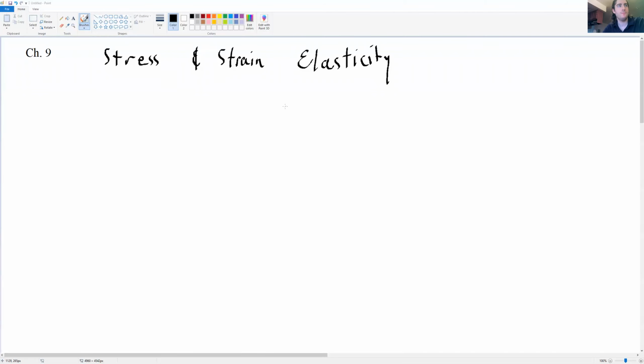Okay, so we're recording. We're going to cover the second half of chapter 9. Last time we covered basically the first half, static equilibrium.